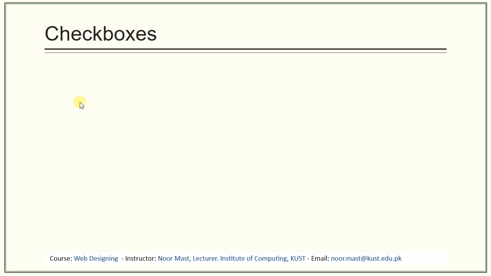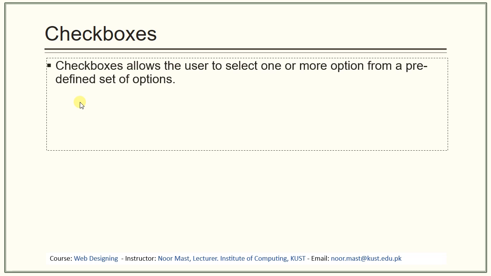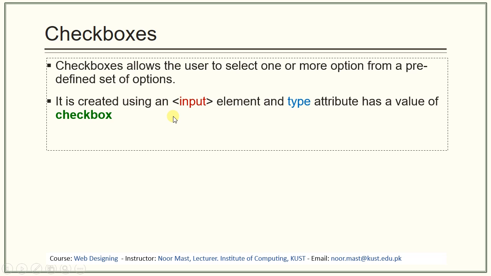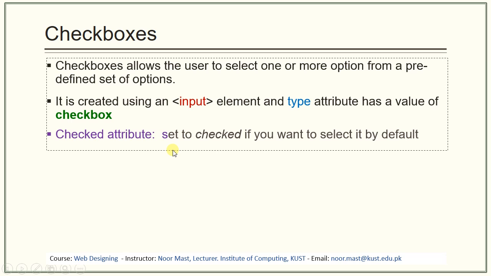Checkboxes. Checkboxes provide another way to make choices. The checkboxes allow to make one or more choices from a set of predefined options. On the other hand, as we studied, the radio button allows selection of only one option. The checkboxes are also created with input element and value of type attribute will be checkbox. Set the value of checked attribute to checked if you want to select it by default.